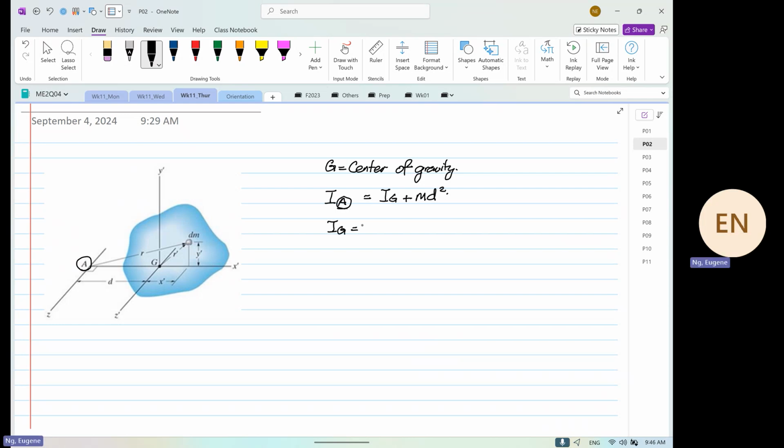over here is the mass moment of inertia.